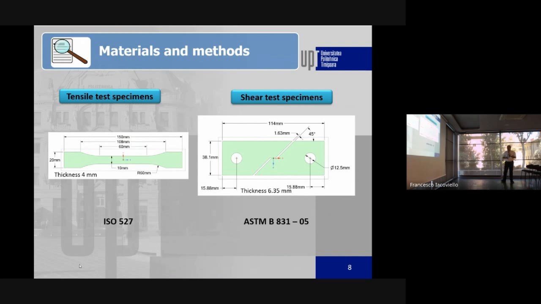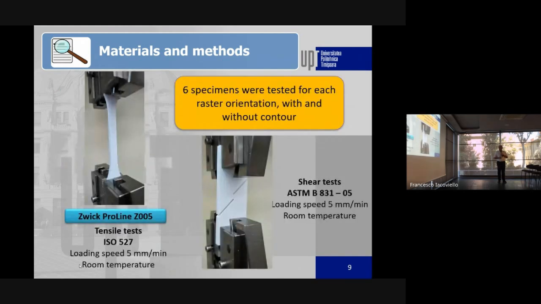And we adopted, actually, there are no standard specimens or standards for determining the shear properties of polymeric materials. So we adopted the ASTM standard, which is for thin aluminum sheets, and we use the same geometry of the specimen. So the tests were carried out on our 3 Proline machine in Timișoara. Both tests were done at room temperature and with a loading speed of 5 millimeters per minute.